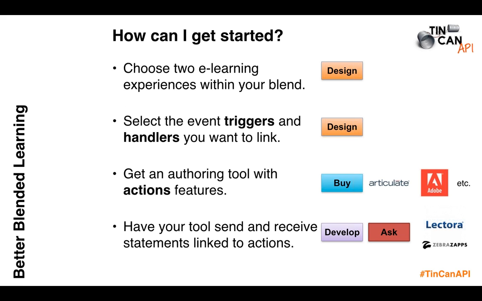So you're going to choose your two learning experiences. You're going to choose how those learning experiences are going to link together, what the trigger is, what the handler is. And I would recommend start off with just a small number of links initially, and then you can build on that in future. You're going to need to get an authoring tool that's got actions features. And most off-the-shelf authoring tools do have some kind of action capability. I've mentioned Articulate and Adobe there, Storyline, Captivate, Lectora, ZebraZapps.